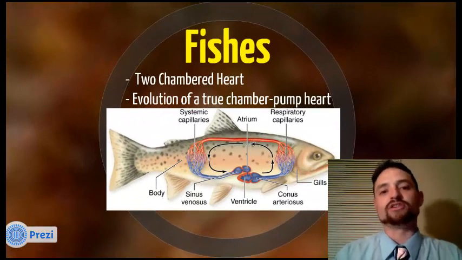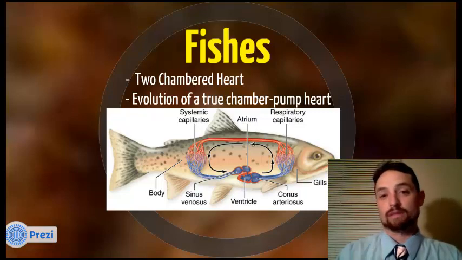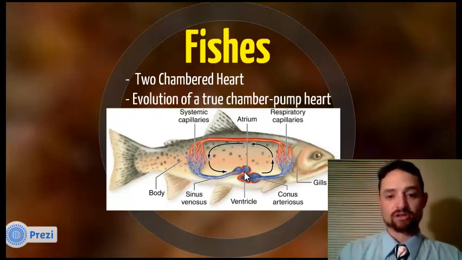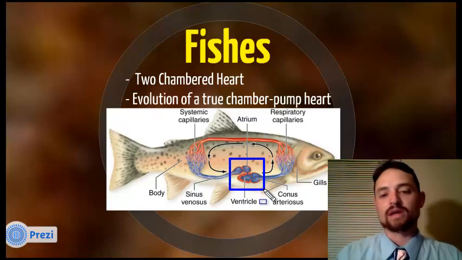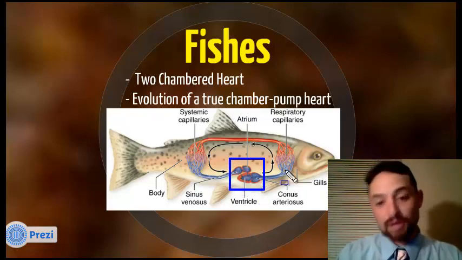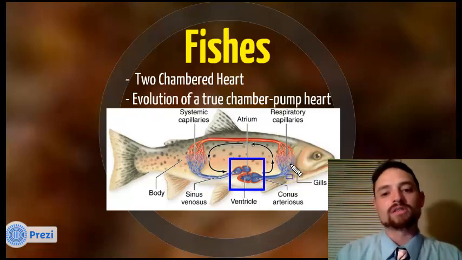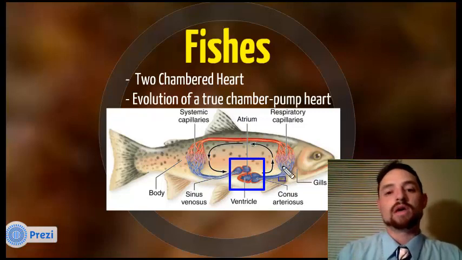So when you're looking at fish, you've got a two-chambered heart, the evolution of a true chambered pumping heart, where there's an area that blood is brought into, the atrium, and then from the atrium sent to the ventricle. You can see in the picture right here that the ventricle is a much bigger muscle because it's going to pump that blood then to all parts of the fish. Now this is just a single loop that you can see here.